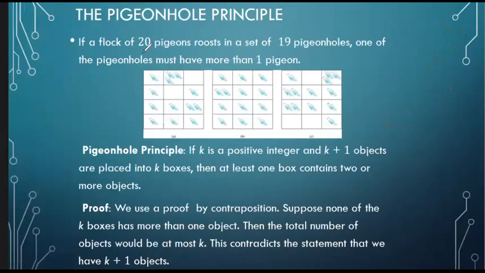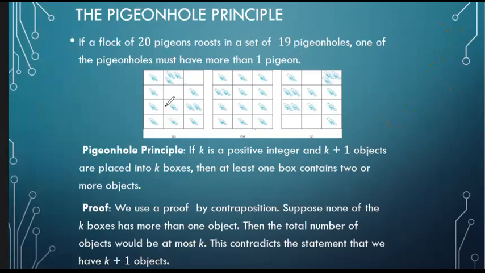So the same thing, if a flock of 20 pigeons roost in a set of 19 pigeonholes, one of the pigeonholes must have more than one pigeon. Okay, if we are stating it in a general way, if k is a positive integer and k plus 1 objects are placed into k boxes, then at least one box contains 2 or more of the objects.